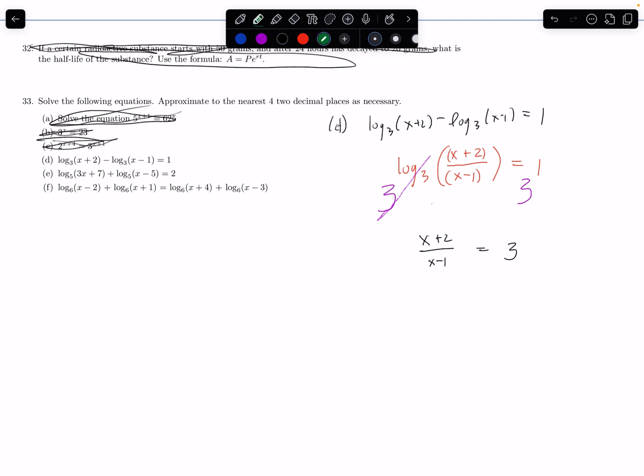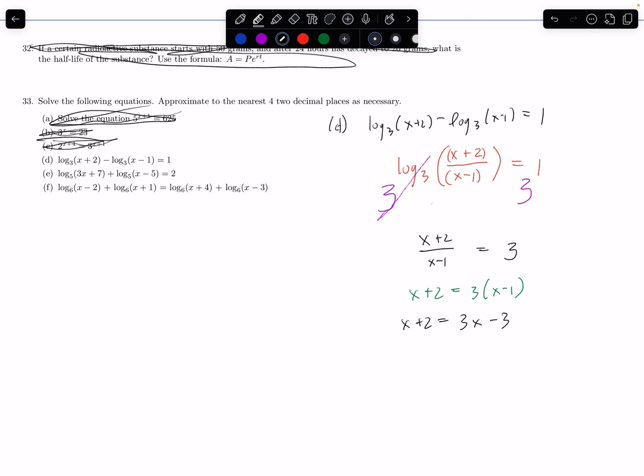I'm going to multiply both sides by x minus 1. That's going to give me x plus 2 on the left is 3 times x minus 1 on the right. Did I say plus 1? I meant x minus 1. Okay, and then distribute that 3. So this side stays the same. Distributing that 3, I get 3x minus 3.